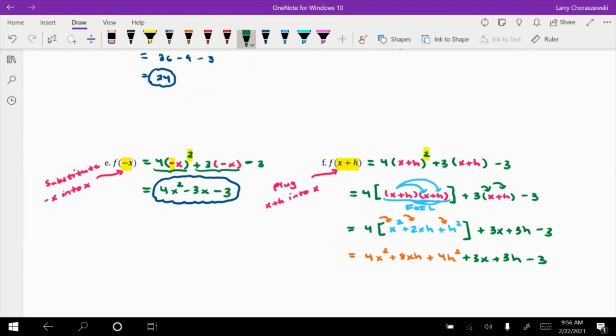Now, believe it or not, with all these terms, we actually don't have any terms that are like terms. So what that means is there's no further simplification that we have to do here. For example, there's no other term involving x squared, nothing else involving the product xh, and so on and so forth. So this is what results when we plug x plus h into the function.